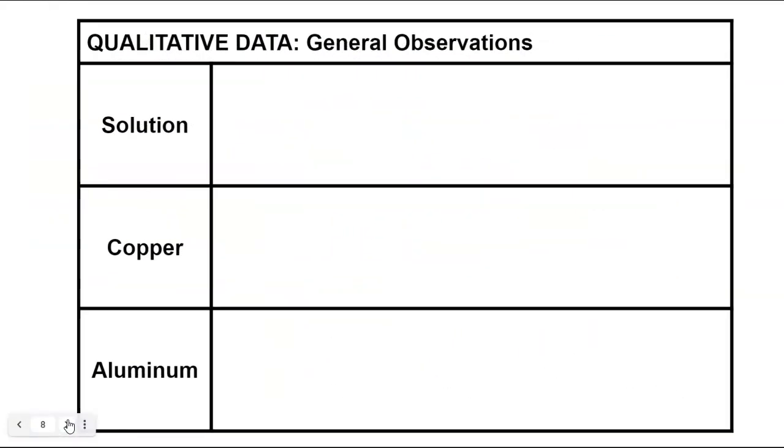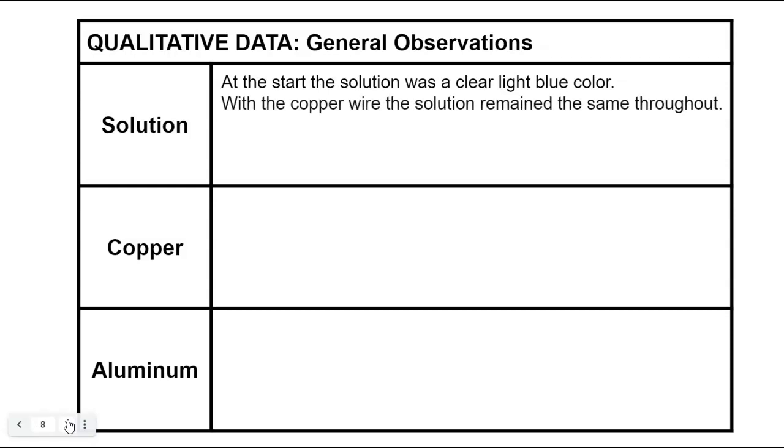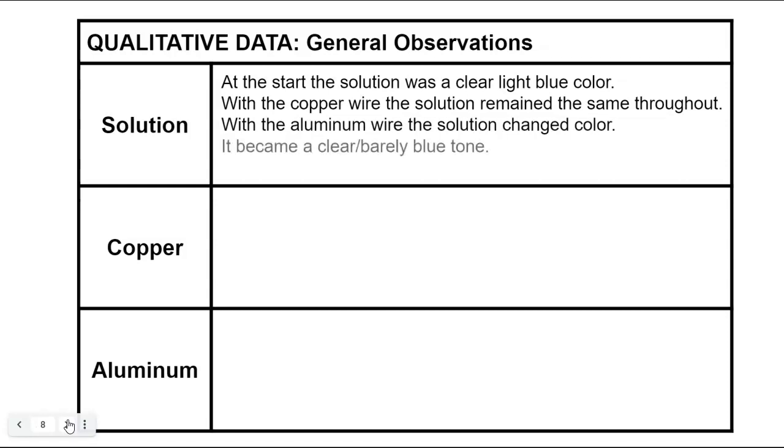Now, all along the way, you should have been making some general observations. Qualitative observations are observations that look at the quality or describe what is happening using words. So if we were looking at the solution, at the start of the solution, there was a really clear light blue color. And with the copper wire, the solution remained the same throughout. There was really no difference. However, with the aluminum wire, the solution changed color by the end, and it became a clear, barely blue tone.